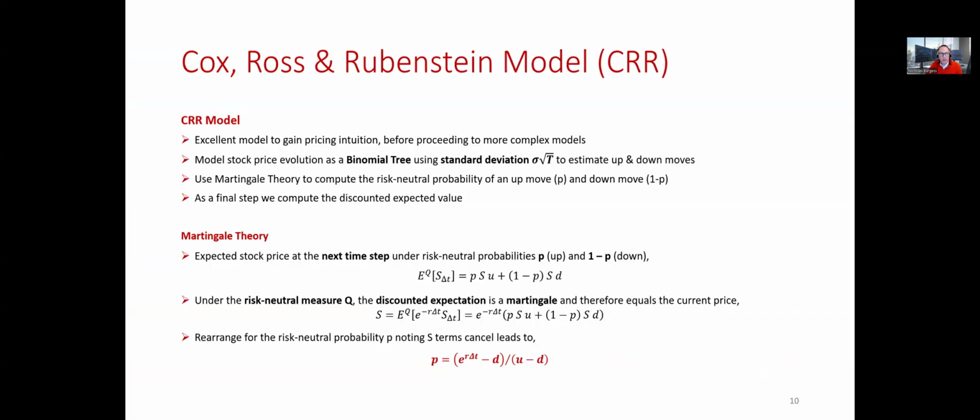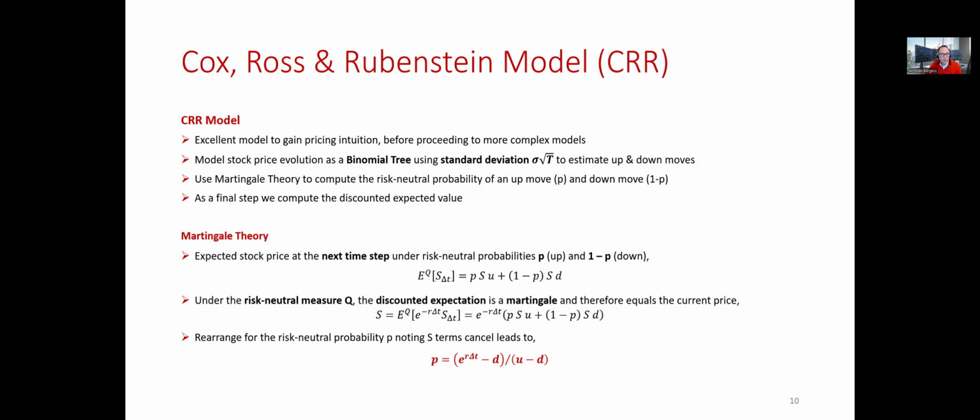Firstly, we're going to give some preliminaries about how the model works. Then we're going to talk about implementation, and I'm going to show you how it works in an Excel spreadsheet. So the first thing is the Cox-Ross-Rubinstein model, which I'll refer to as the CRR model. It's an excellent model to gain pricing intuition before proceeding into more complex models. It's very easy to adapt, customize and visualize.